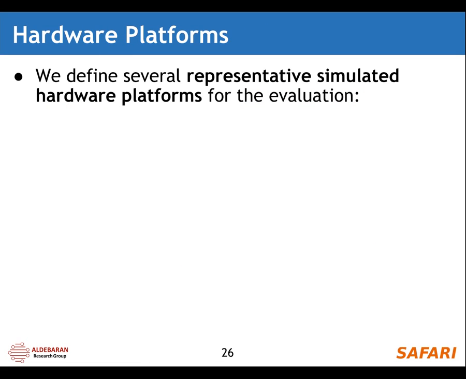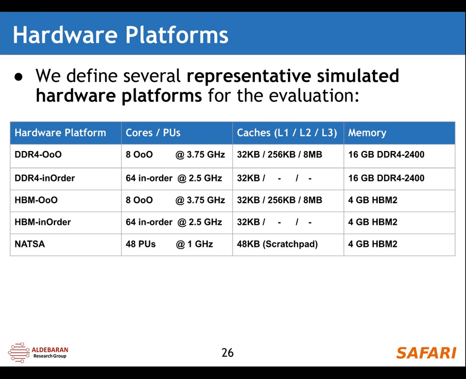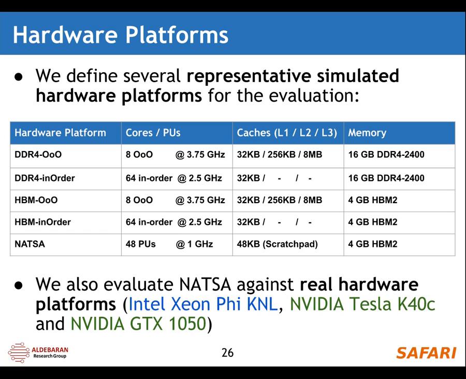We define several representative simulated hardware platforms for the evaluation. We have DDR4 out of order with 8 cores, DDR4 in order with 64 cores, HBM out of order with 8 cores, HBM in order with 64 cores, and NATSA with 48 PUs. We also evaluate NATSA against real hardware platforms like Intel Xeon Phi KNL, NVIDIA Tesla K40C, and NVIDIA GTX 1050.